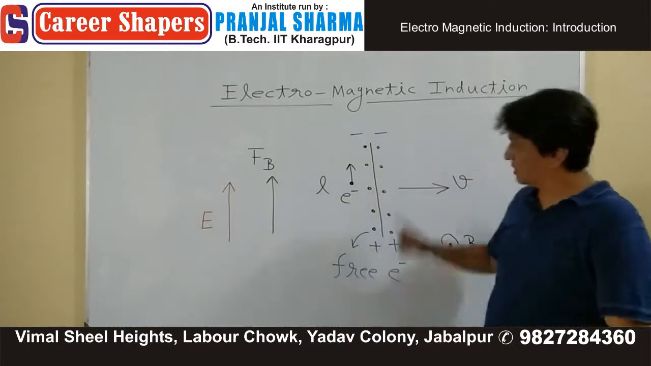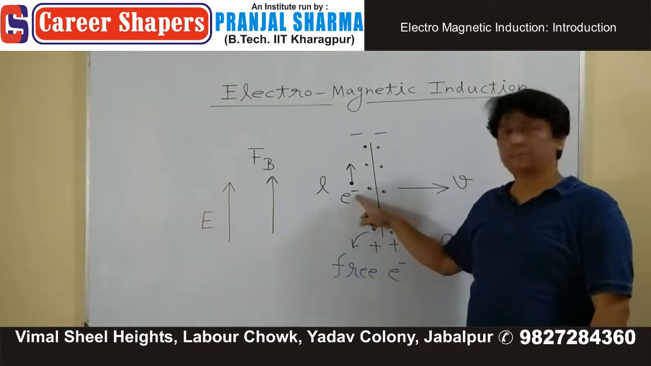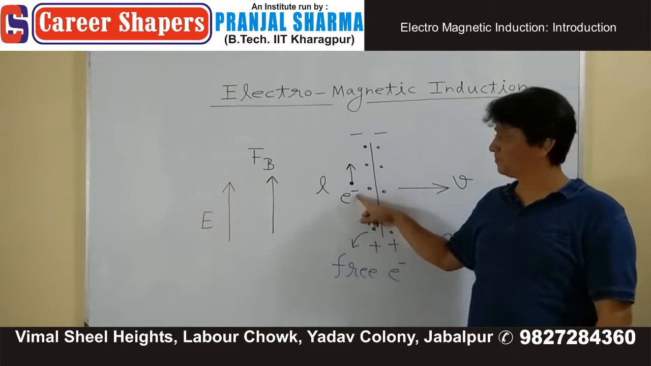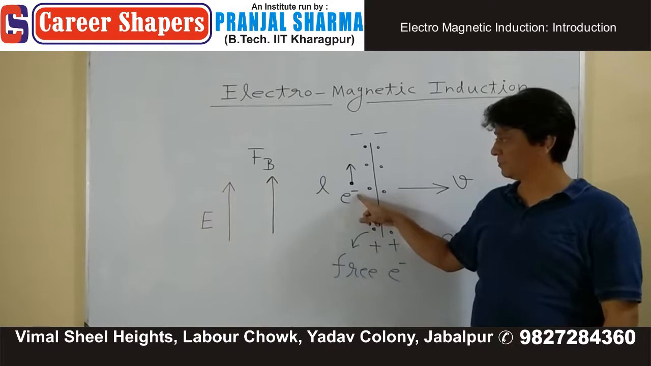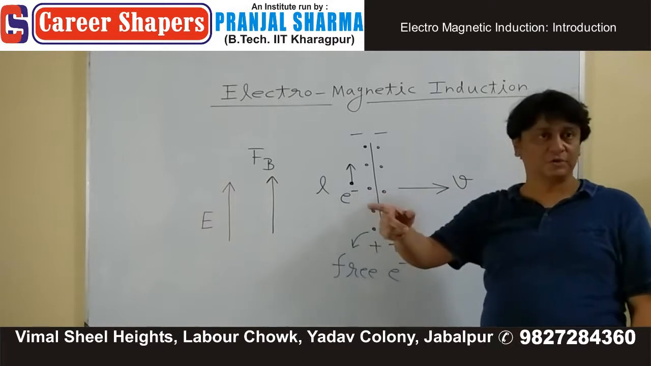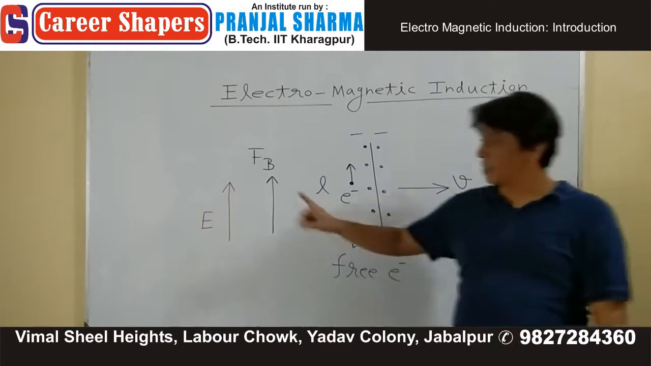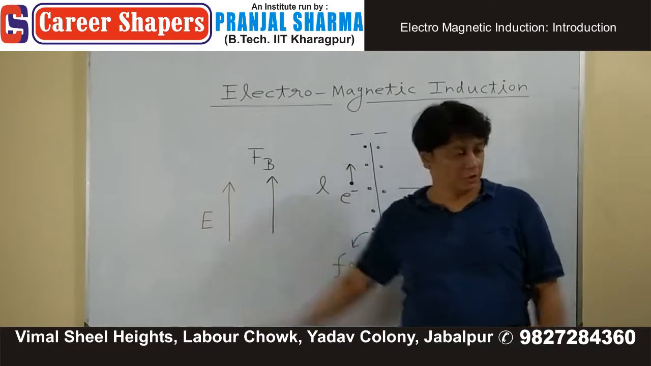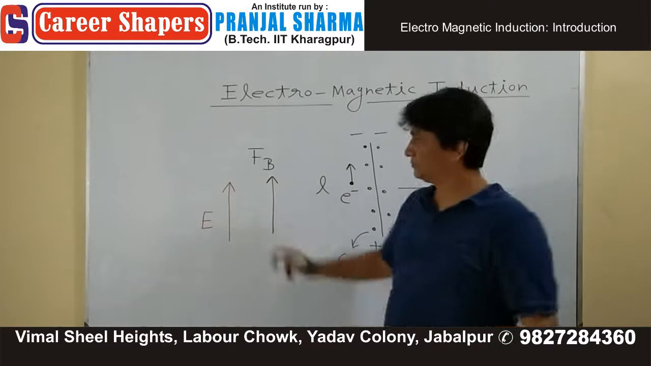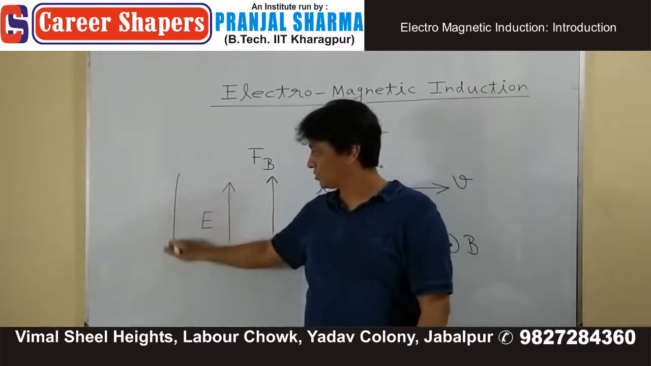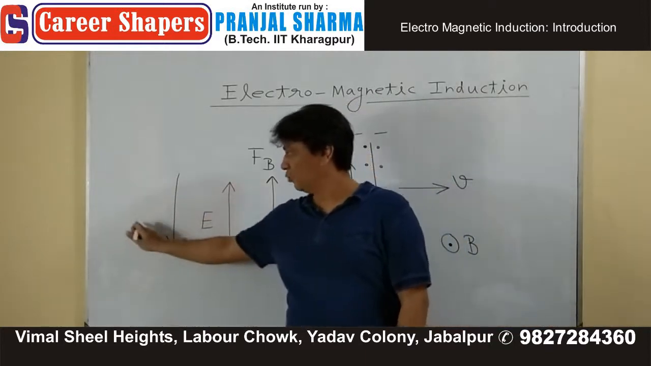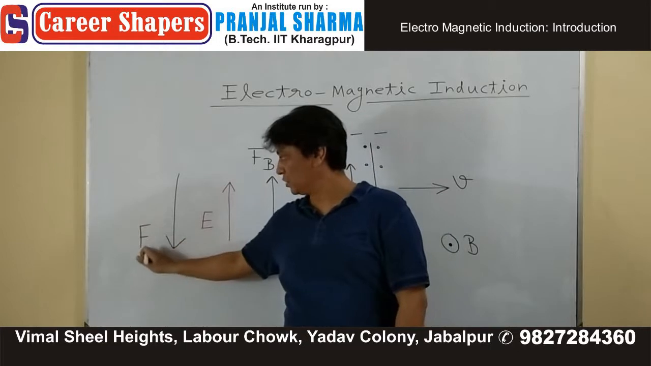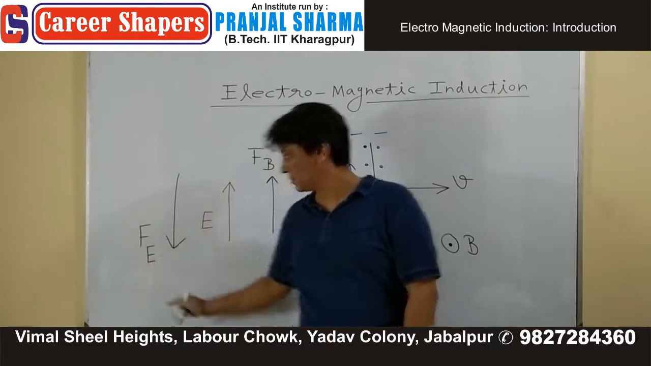Now, electrons are what? Negatively charged. So electrons are negatively charged, and on a negative charge, force is opposite to the direction of electric field. So direction of force because of electric field will be downwards, like this.